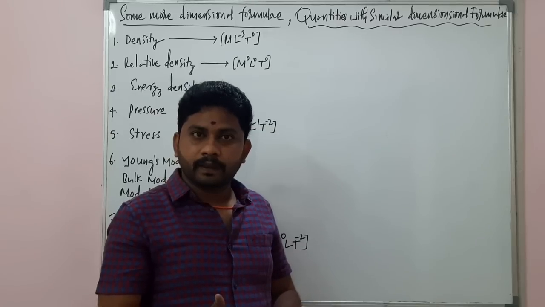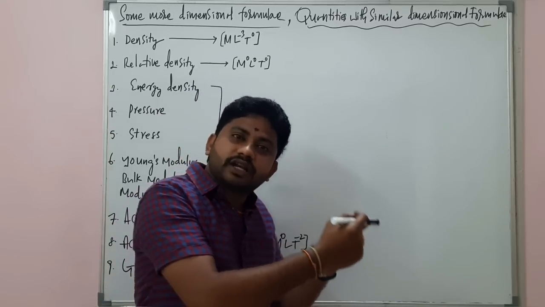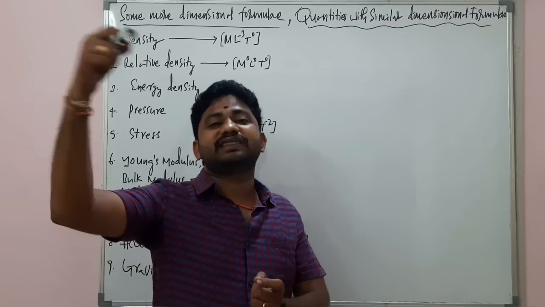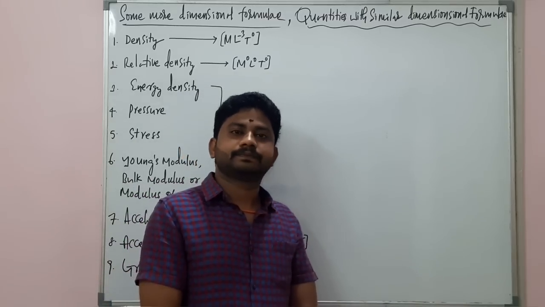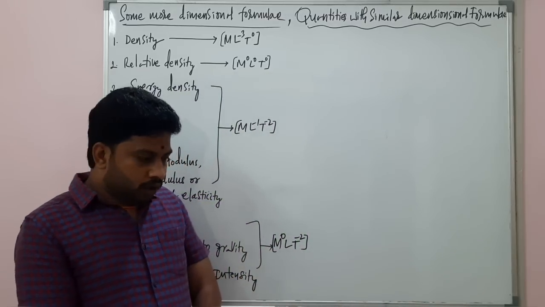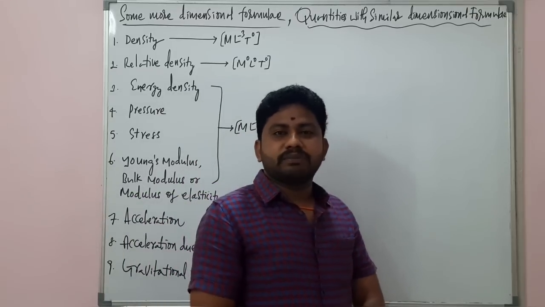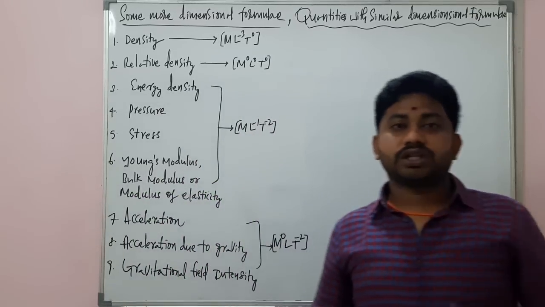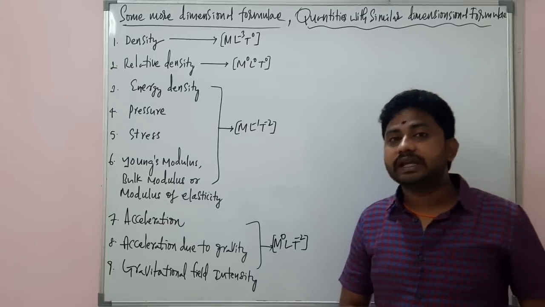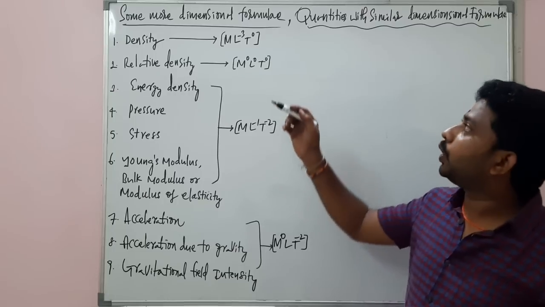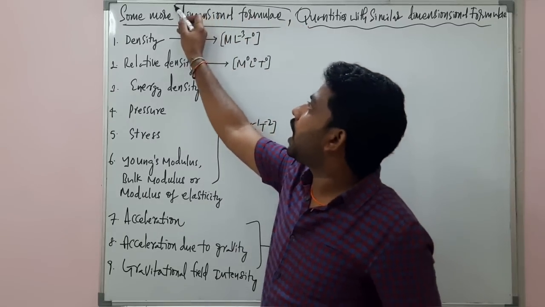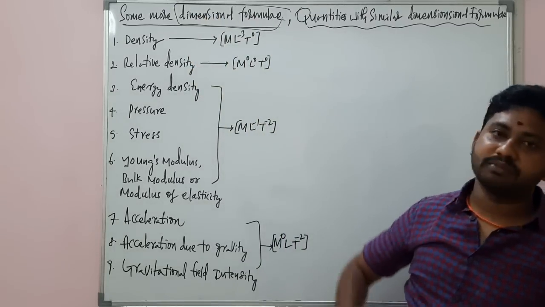Clear? When a particular physical quantity comes into a first PUC or second PUC topic, we will be discussing it in detail. And remember, a minimum of 1 question and a maximum of 2 questions will be directly or indirectly asked from this topic called dimensional formula or units and measurements.